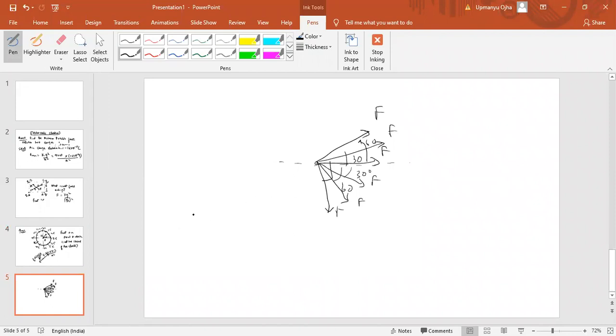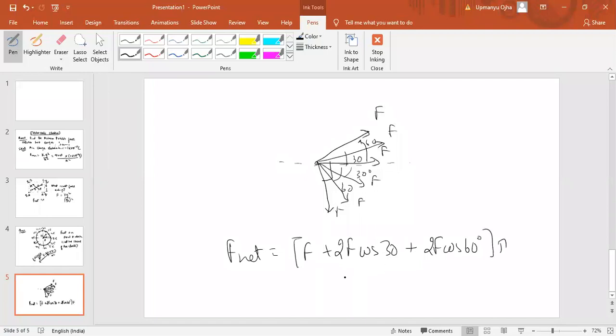Okay. Then we find the component of the forces, and after finding the component, we get a net force, which was equal to F plus 2F cos 30 plus 2F cos 60 degree I cap minus F J cap. Okay, that is the net force acting on this charge, which is present at the center of the clock.